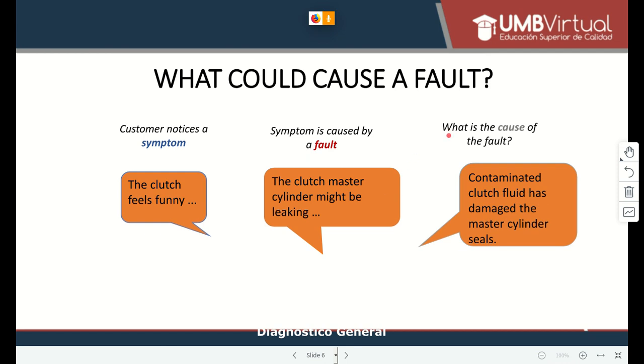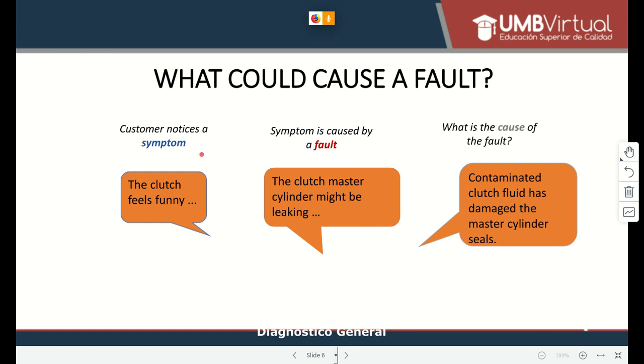As I said before, what is the cause of the fault? Contaminated clutch fluid, with the master cylinder seal damaged. So the seal may be broken or something like that, and it's causing a leak, and that's the fault. That's the cause of the problem, and of course the symptom that the driver notices is that the clutch feels funny, right?